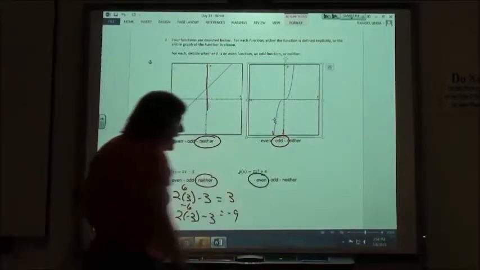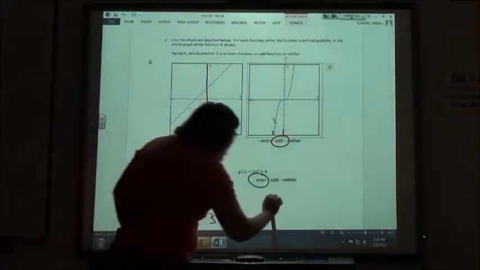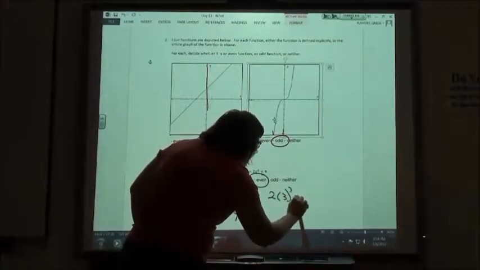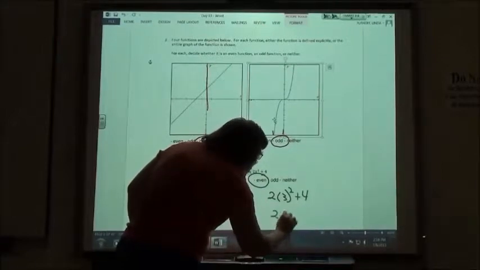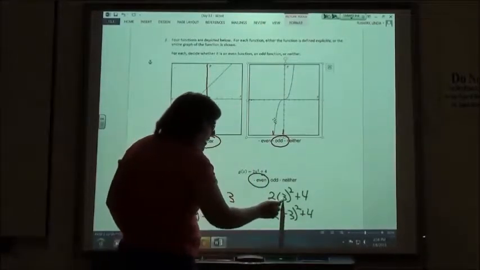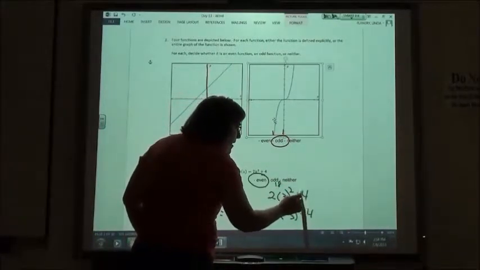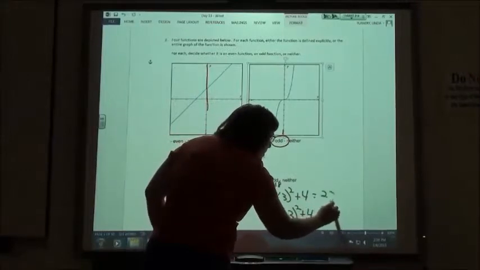Here again, I have a squared and I have a 0. 0 counts as an even. So it is an even function. But if I wasn't sure, 2 times 3 squared plus 4 and 2 times negative 3 squared plus 4. So 3 squared is 9. 9 times 2 is 18. 18 plus 4 would be 22.